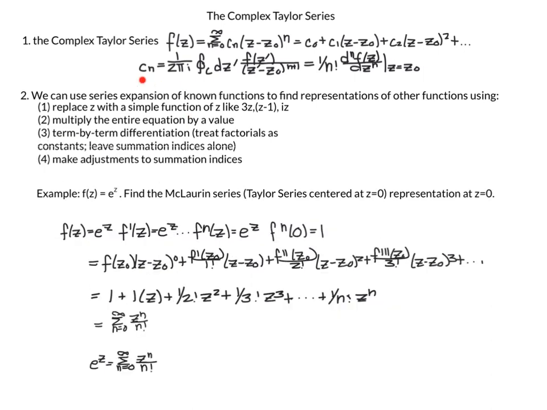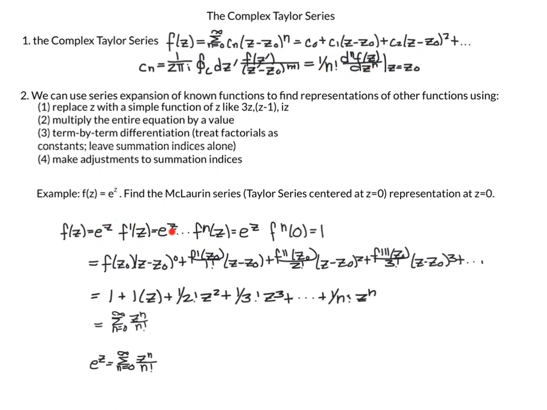So it's an example here. We're going to do another complex Taylor series, and then we're going to use this series that we have to find another representation. So we're given a function f of z equals e to the z, and we're going to find the Maclaurin series, and a Maclaurin series is just a Taylor series centered at z equals 0. So f of z is given to us by e to the z, and then because our coefficients need the derivatives, I'm just going to take a bunch of derivatives.